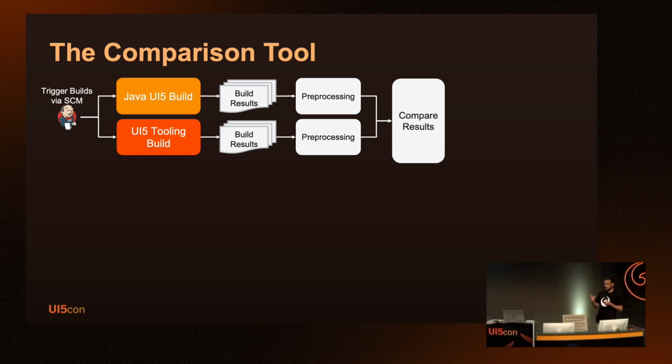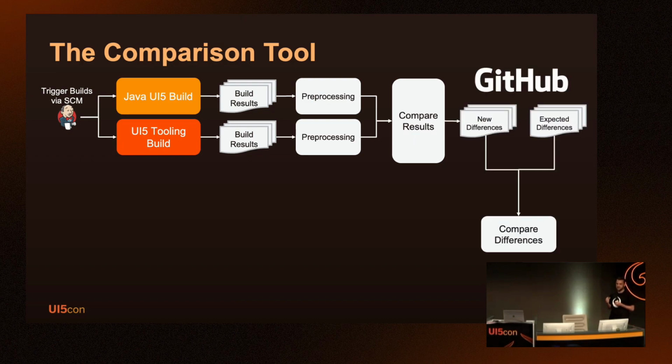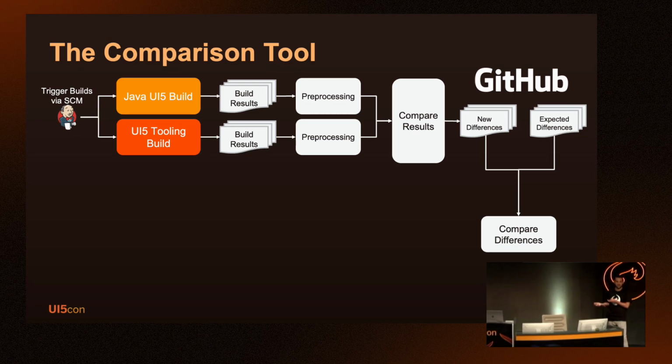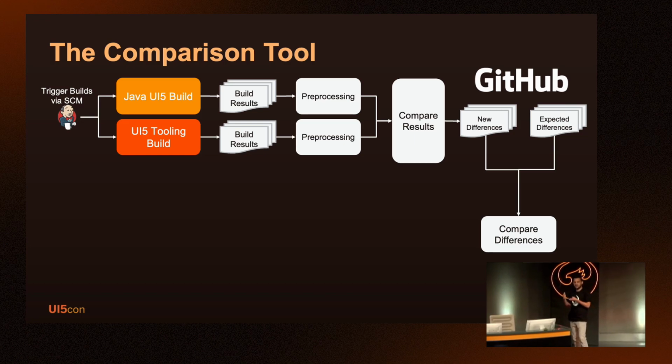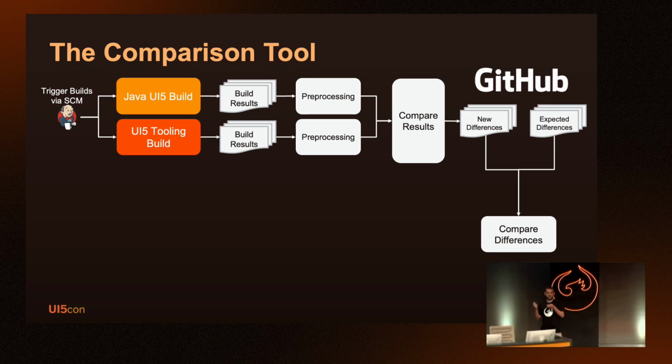And with that, in the end we have this huge comparison output, which we call a snapshot. We store these differences in one file, and this file contains all the differences which we have. And as you already talked about, we have some known differences where we know that UI5 tooling is better than the old one, so we know it's a known difference. That's the reason why we have to check which is a known difference and which is a new one which just came up.